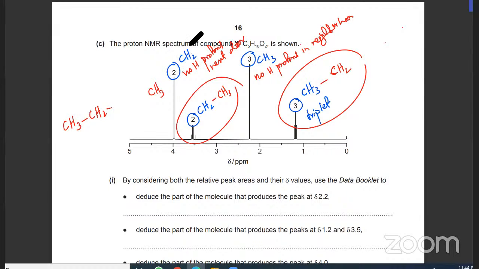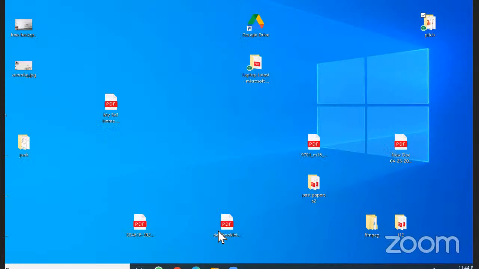So I'll open the data booklet now to figure out. This one was easy. I knew by looking at the splitting pattern what's next door, right? But anyways, I'll now open the data booklet and I'll look for the table now.